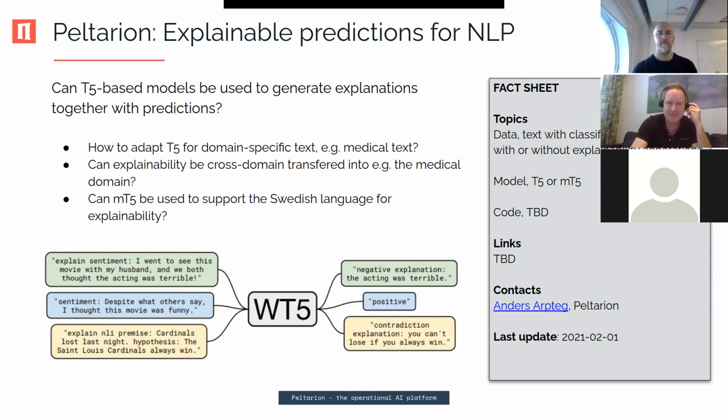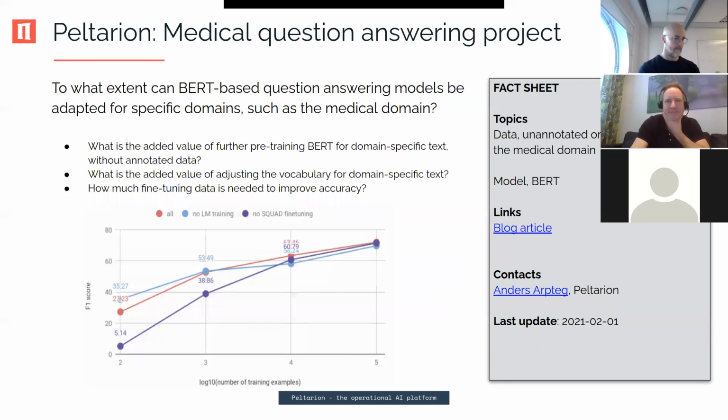And we're looking into moving that to Swedish now, and also how to transfer between domains, like medical domains and whatnot. Yeah, I see the time is also running away.